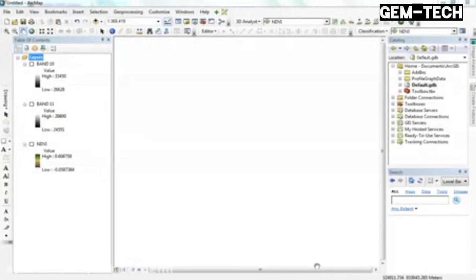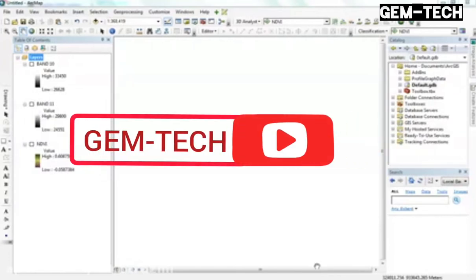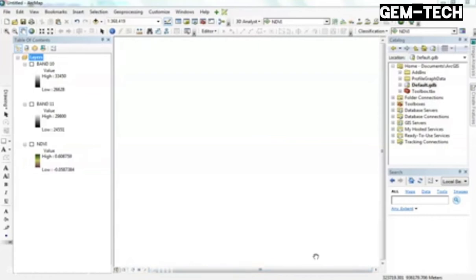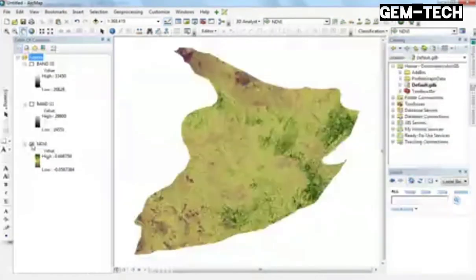We're going to be doing some remote sensing using our GIS today. This video is a response to a couple of questions from my viewers with regards to how to estimate the land surface temperature using the Landsat 8 data. What we're going to be using today is the thermal band and the NDVI for that study area. I do have my NDVI calculated already.